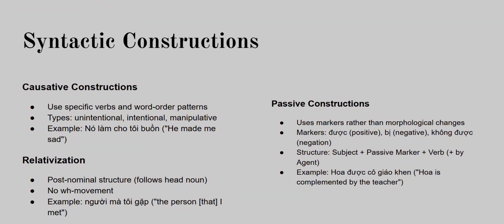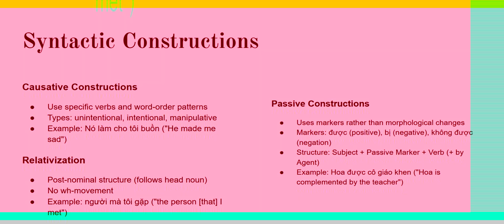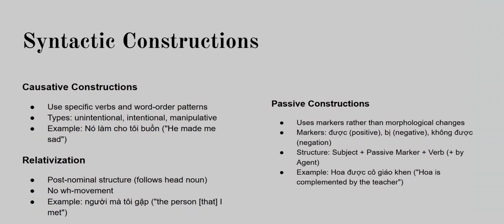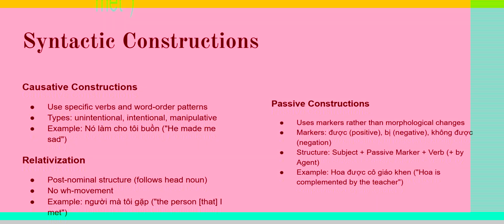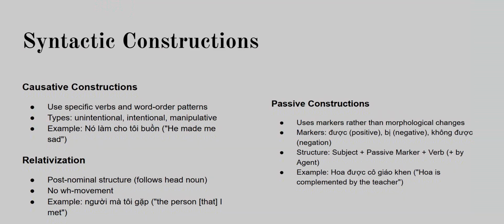For the passive construction, we use markers rather than morphological changes. Markers like "do", "bi", "duoc" are used for indicating that it's a passive sentence. For example, "Hoa duoc co giao khen", Hoa is complimented by the teacher, is the translation. The basic structure is subject, passive marker, then the verb.